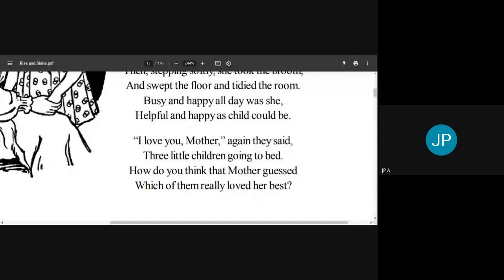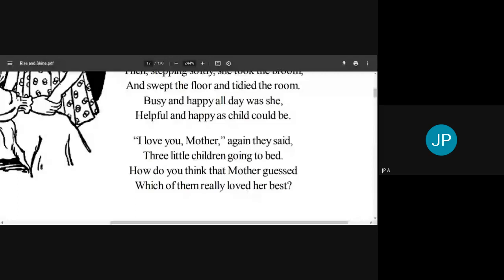The question that the poet is asking us is, who really loved her best? Is it John? Is it Nell? Or is it Fan? These are the three children. Who loved the mother the most? Wonderful. So many responses are coming. So everybody has the opinion that it is the third child, that it is Fan who loves the mother the most.